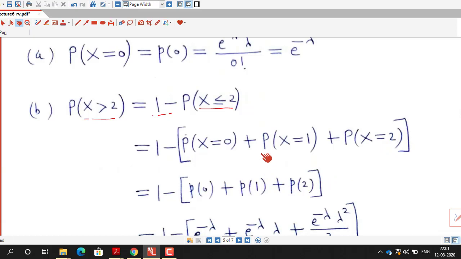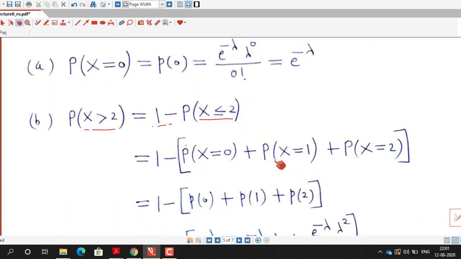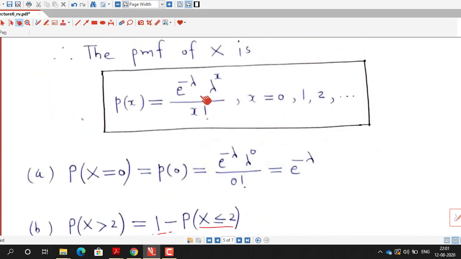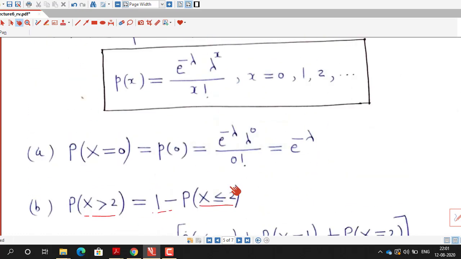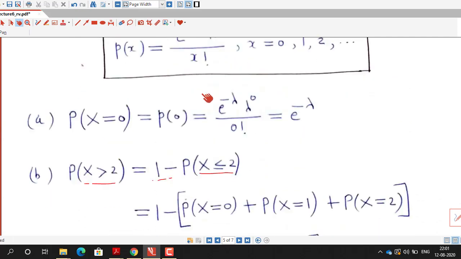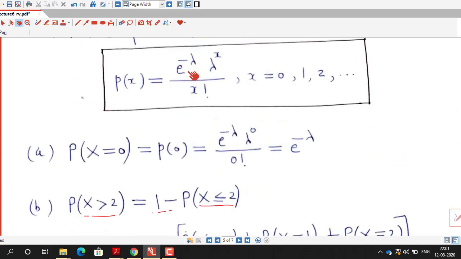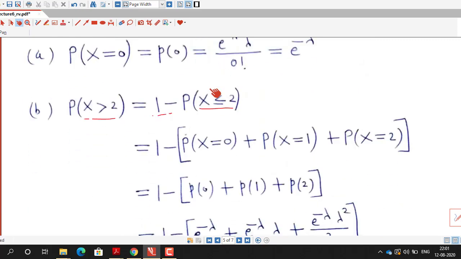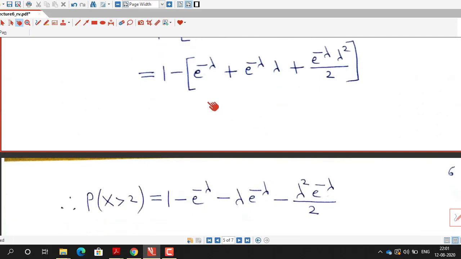This is by definition of probability mass function. And finally, by putting small x equal to 0, 1, 2 in this formula: if I take small x equal to 0, I will get e raised to minus lambda. For small x equal to 1, it is e raised to minus lambda into lambda divided by 1 factorial. And for small x equal to 2, we obtain e raised to minus lambda times lambda square upon 2 factorial. And we can expand this bracket, so this can be rewritten in this form. So this is the probability of capital X greater than 2.